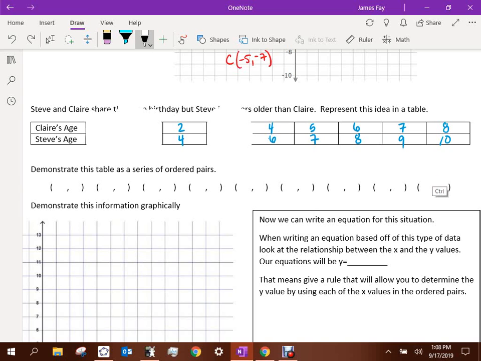What we usually want to do when we're trying to develop a relationship amongst two ideas, or in this case, two people's ages, we want them to be kind of systematic. We want the progression in Claire's age to be the same from box to box. Does that make sense?